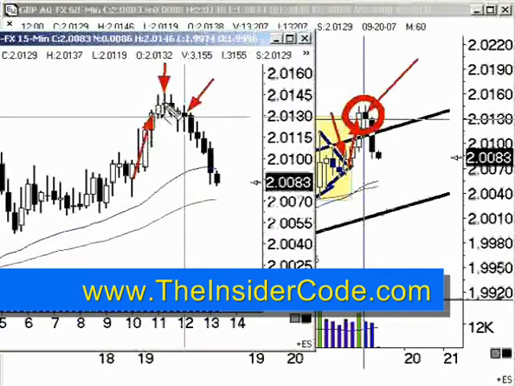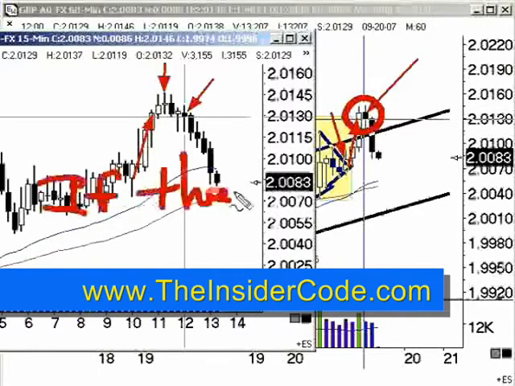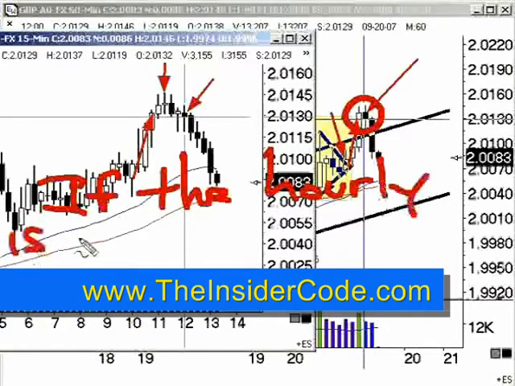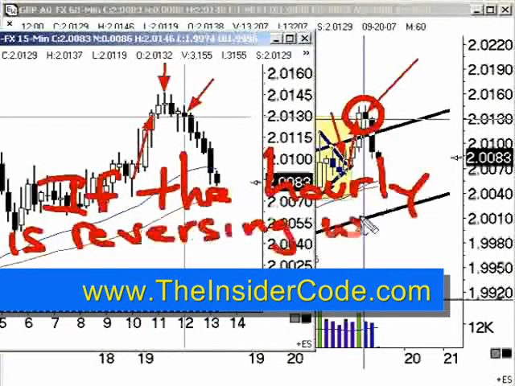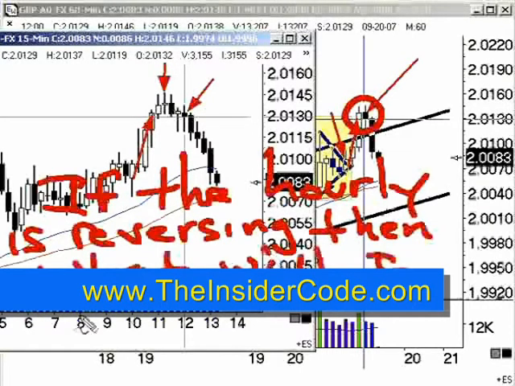So now I start looking at the 15-minute bar and asking myself, and here comes this whole idea of the if-then again: if the hourly is reversing, then what will I see on the 15-minute? What will I see?